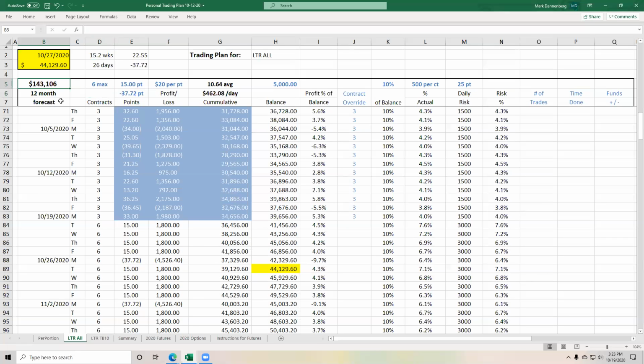Now, somebody might say, well, Mark, if your performance decreased, why would you increase your contracts? Well, performance is what it is, okay? And as long as the number of contracts are first limited by no more than 10% of the balance of your account, if you're okay with that number as a limiter, then you might be okay increasing the number of contracts.